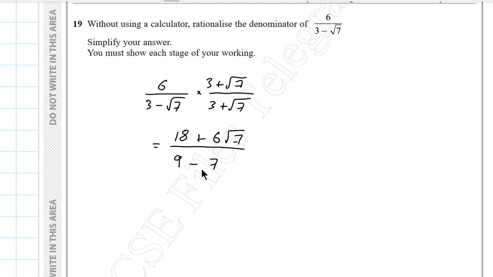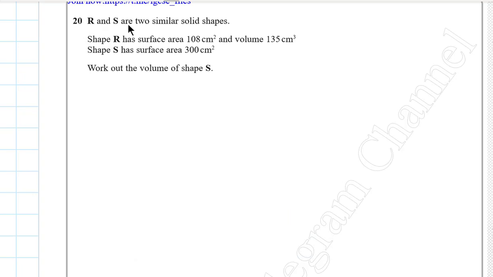And then we have 2 in the denominator. After splitting this fraction into two fractions, 18 divided by 2 is 9, plus 6 divided by 2, which is 3 root 7. This is the answer.